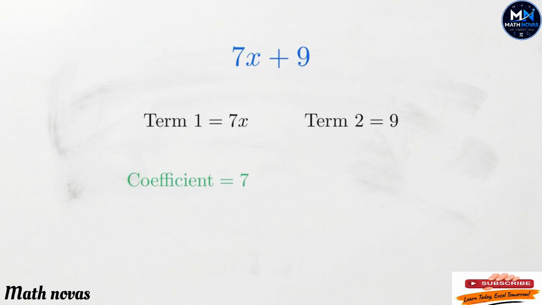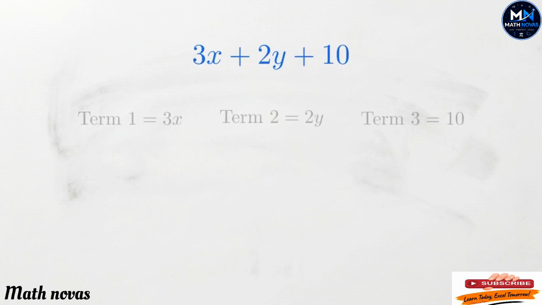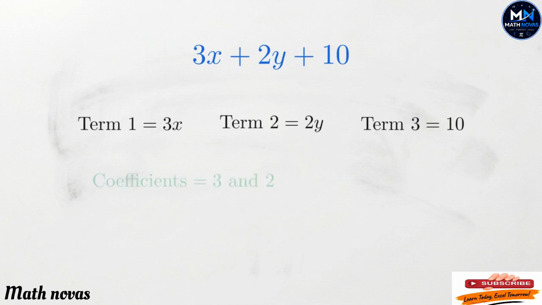Let's combine these. In 7x plus 9, we have two terms. The coefficient is 7 and the constant is 9. In 3x plus 2y plus 10, we have three terms. This gives two coefficients, the 3 and 2, and a constant of 10.